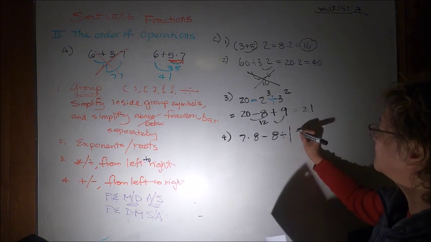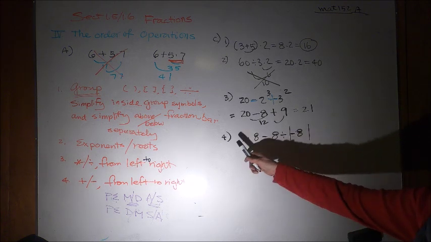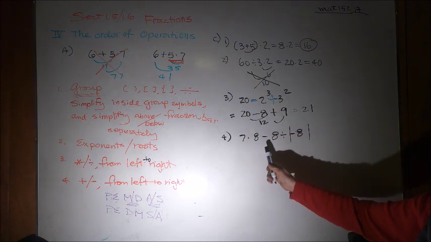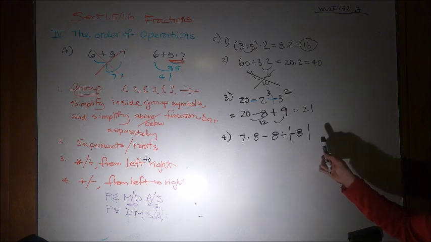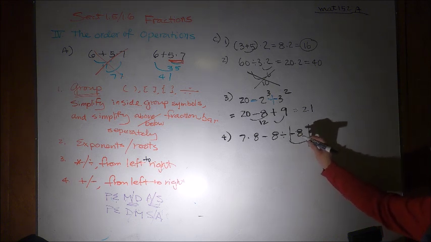From left to right, right? For this one, for number 4, absolute value is a group as well, okay? When you put it in bars. So you have to do that first.